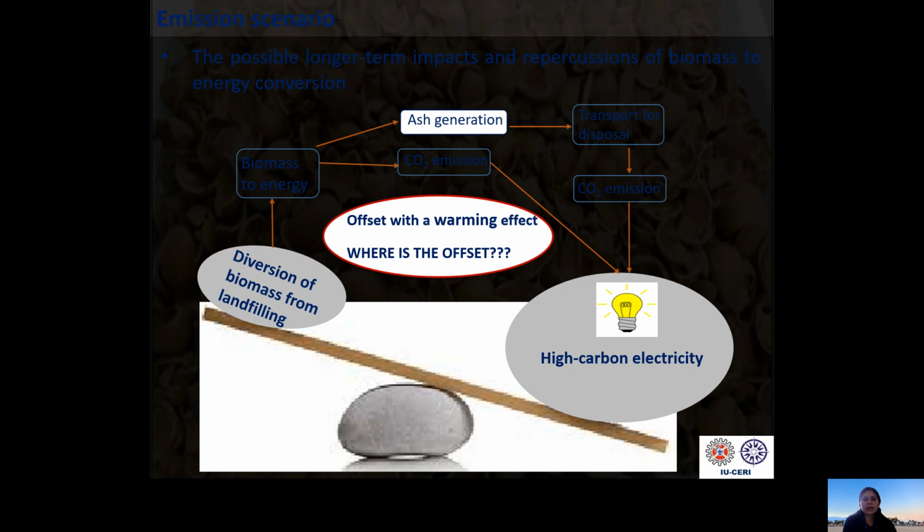So in one way, we are diverting biomass from landfill and we are producing high carbon electricity in true sense. So where is the offset? Offset with a warming effect in true sense.